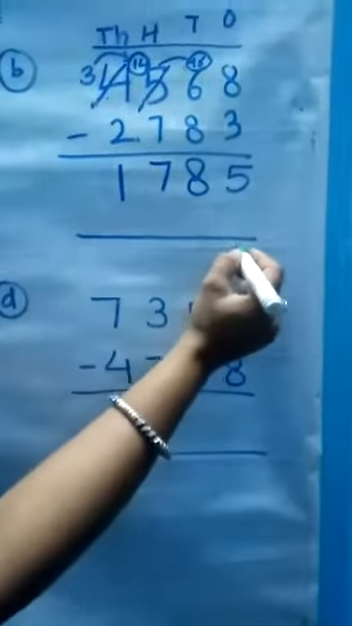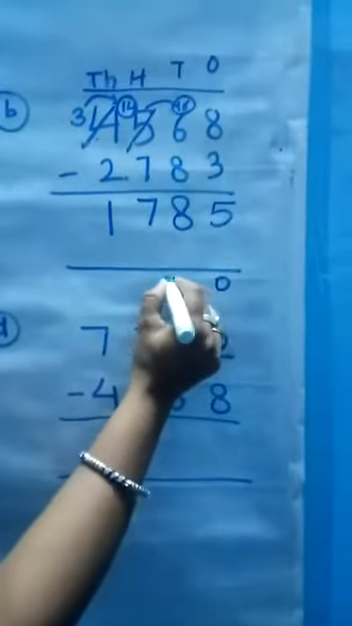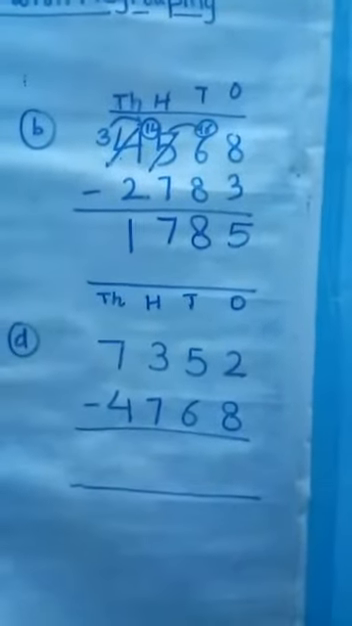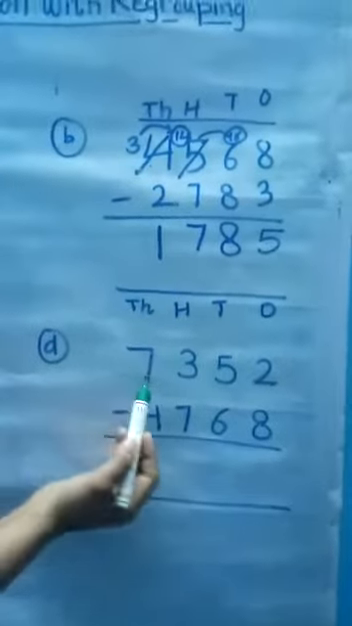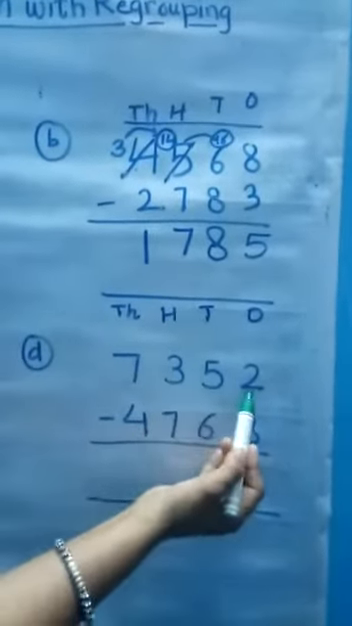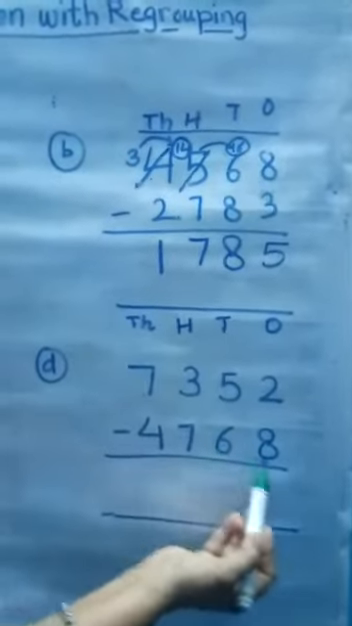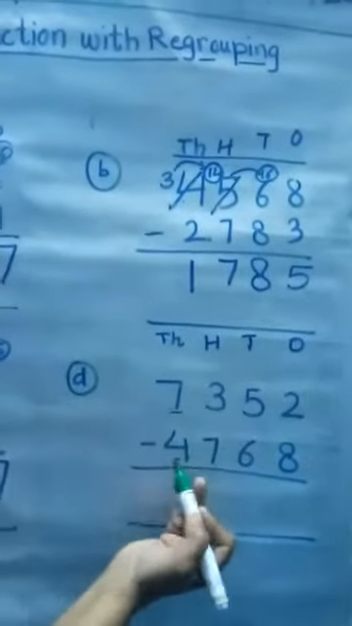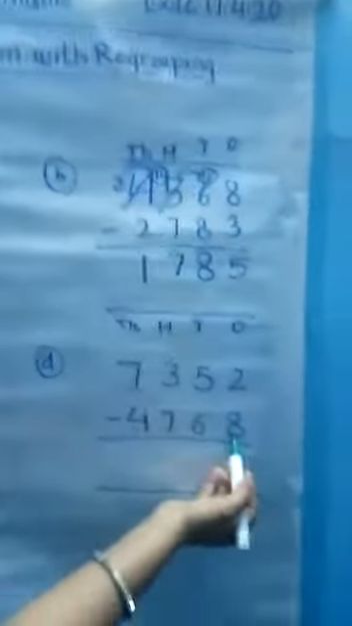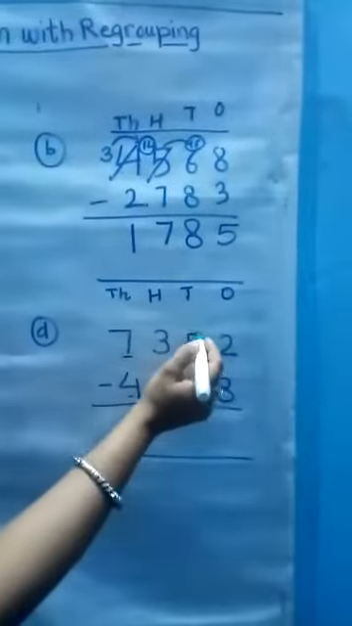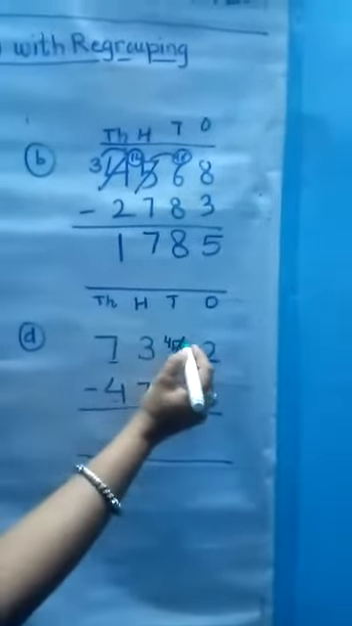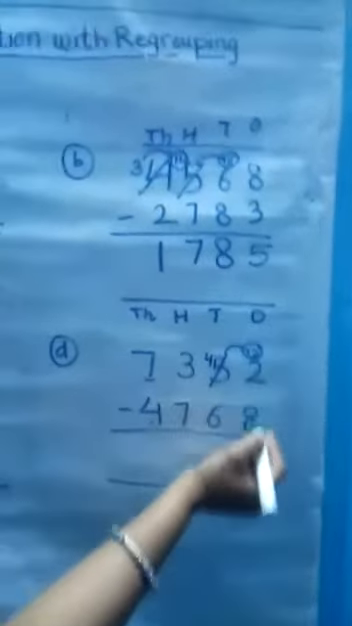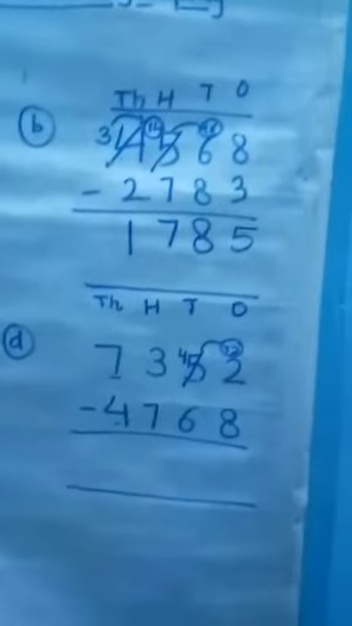Now look everyone, again we have to write down ones, tens, hundreds and thousands. Now look everyone, again 7352 minus 4768. Overall, when we observe the numbers, at the ones place the top number is smaller and the bottom number is bigger, so we have to borrow from tens place and make this number 12. So now it is easier to deduct 8 from 12. So the answer is 4.